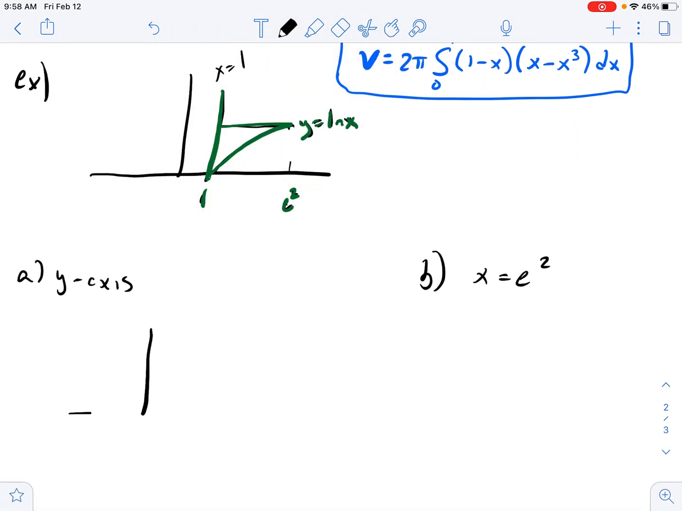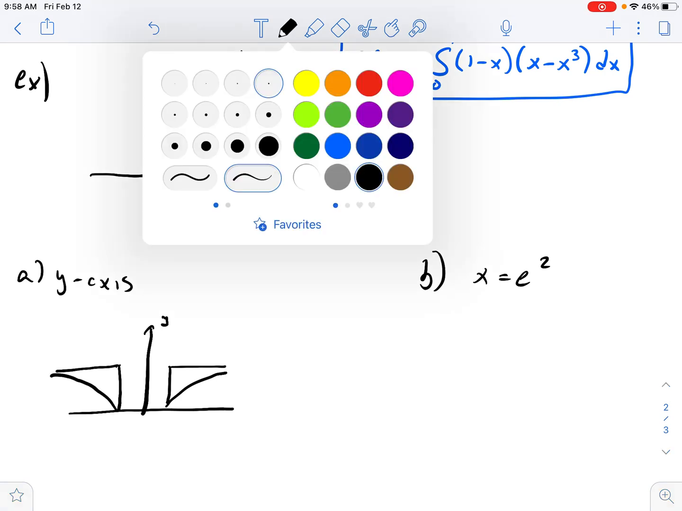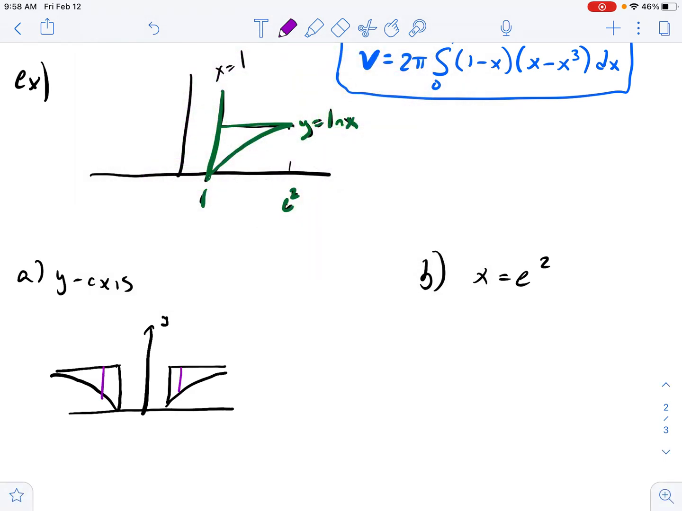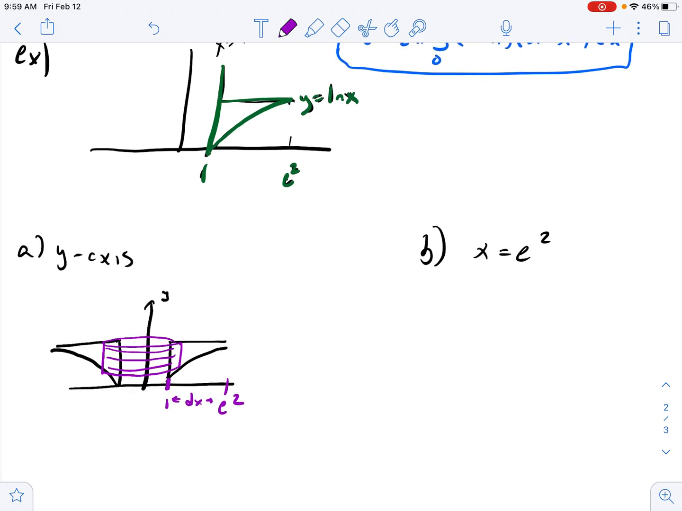So revolving around the y-axis, we're going to get something to this effect. And take a vertical slice, draw in one of an infinite number of these cylindrical shells. Original bounds are going from 1 to e squared, and the bounds are to the right of the line of rotation. Okay, so let's see. Volume equals 2 pi integral 1 to e squared. I'm revolving around the y-axis, so that's just x minus 0 or x.